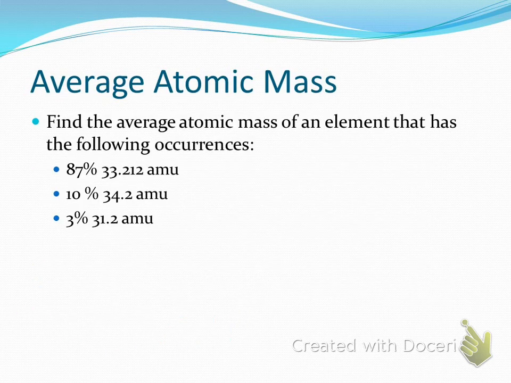Let's try one together here. Okay. Find the average atomic mass of an element that has the following occurrences. So when we say occurrences, let's say I pull out a random sample of this element, and I'm able to analyze it down, and I find that 87% has this molar mass, or atomic mass. 10% has this atomic mass, and 3% has this atomic mass. That's where these numbers are coming from, right? 3% of any sample of this element would exist at this isotope. 10% would be this isotope, and 87% would be the other. Okay, so let's start plugging this into our equation.